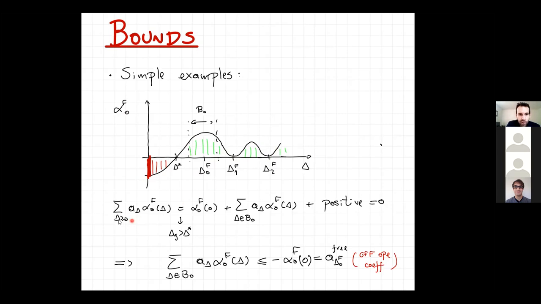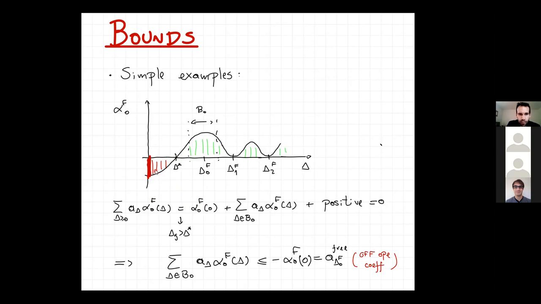And again, the same thing is true. So the sum over all states has to vanish. So let us split this sum in the following way. Let us assume that the gap is larger than this delta star. Okay, so let us assume that the spectrum starts off somewhere here. Then what happens to this sum rule?